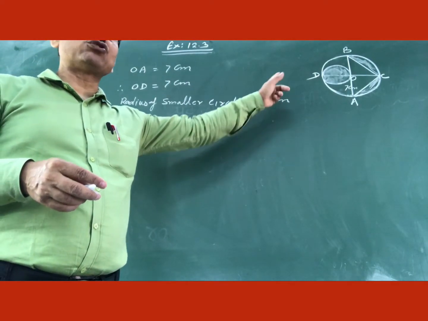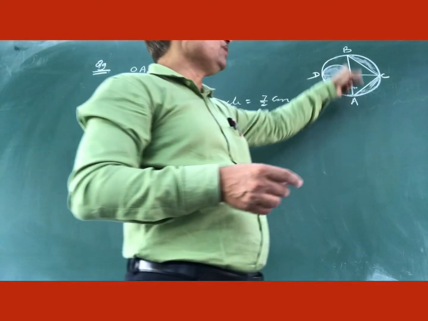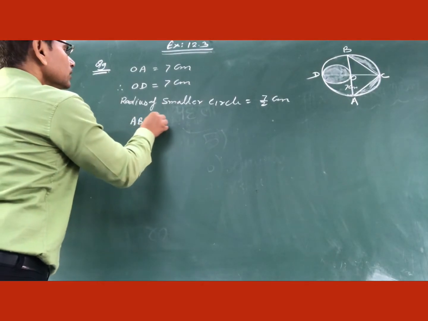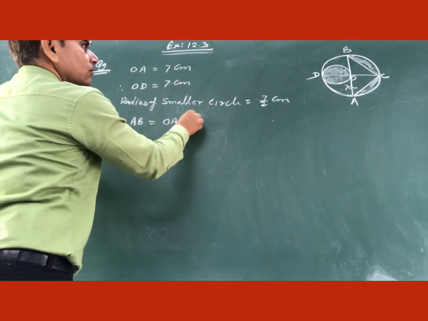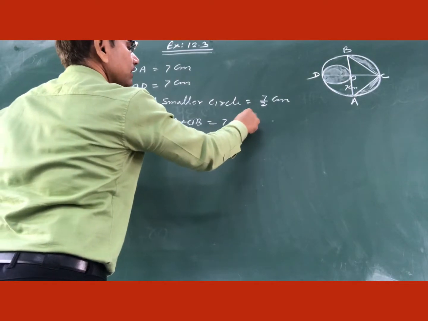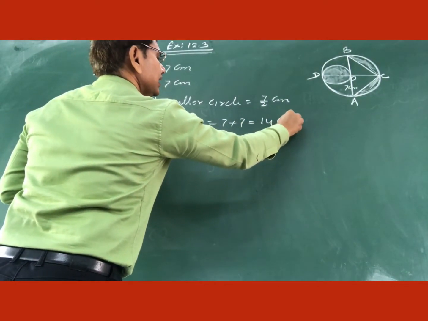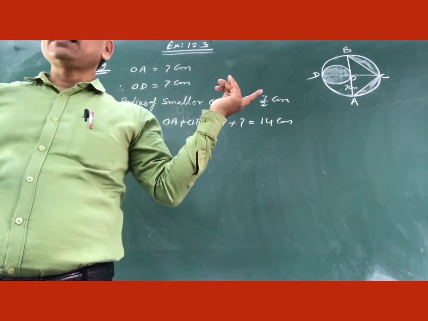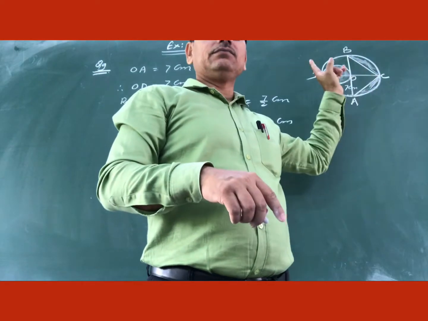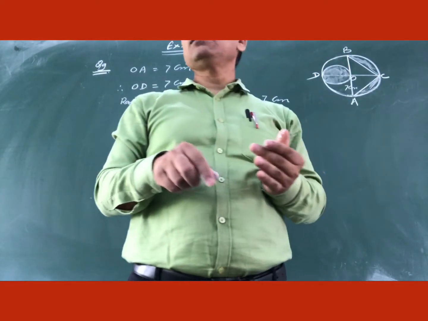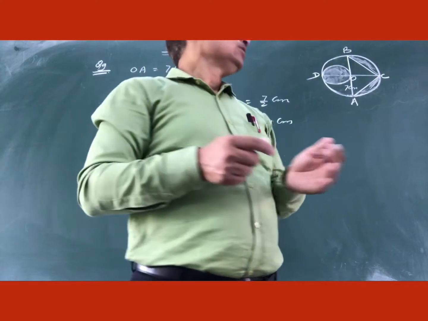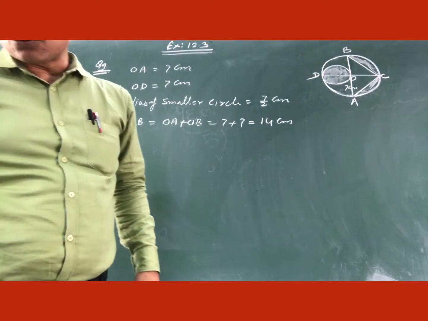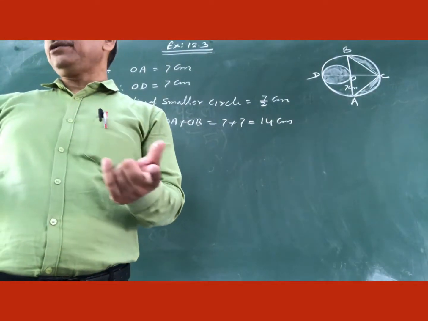This is the radius of the smaller circle, and AB is the diameter. So AB equals OA plus OB, that is 7 plus 7, which means 14 centimeter. This is required for finding the area of the triangle. So the formula of the triangle is base into height. Now how can you find the area of the shaded region? The question is to find the area of the shaded region only.